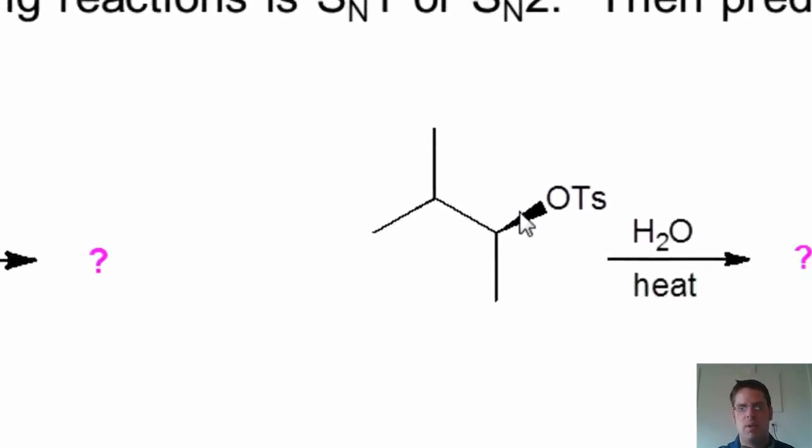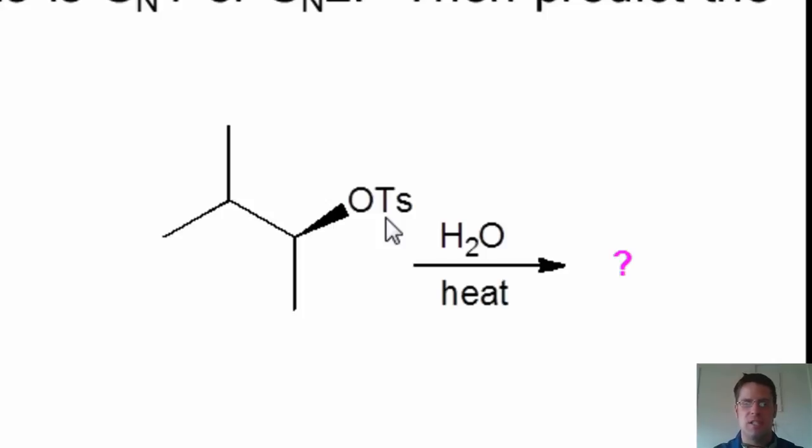Here's another example. I've got an OTs group called a tosylate group. You might be wondering, what in the world is a tosylate group? You don't have to worry about the details of that other than to know that a tosylate is a really good leaving group. Stuck to a secondary carbon, so it could be SN1 or SN2, which takes me to my next question. My nucleophile, is it strong or weak?